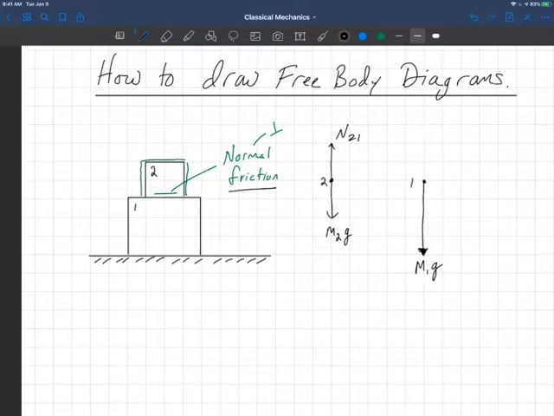A note: whenever working with introductory physics students, they often think that this is m1 sub g, as if g is somehow a subscript. That's very strange. Hopefully none of you think that, but if you do, hopefully you don't now.